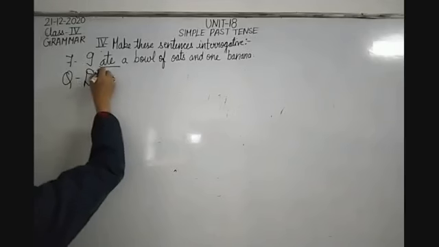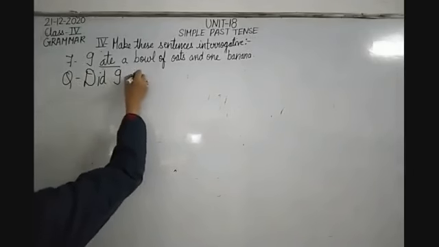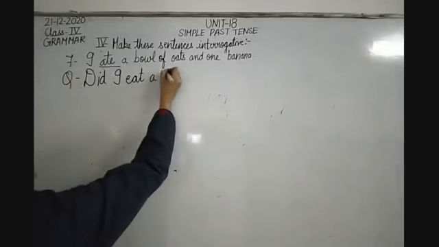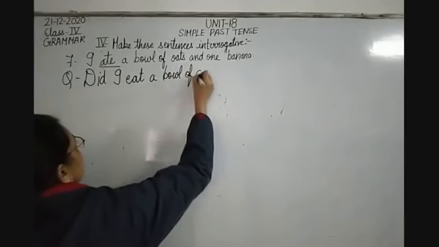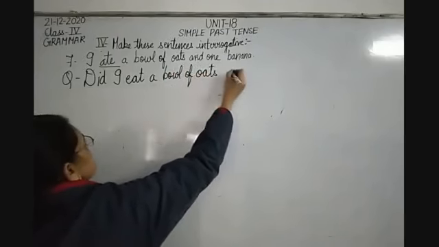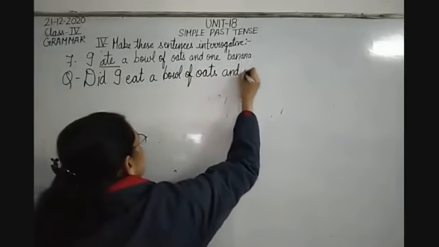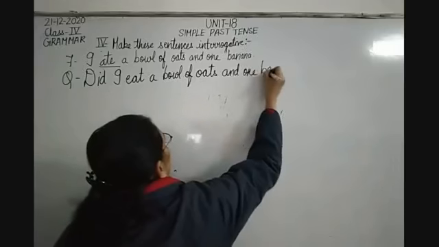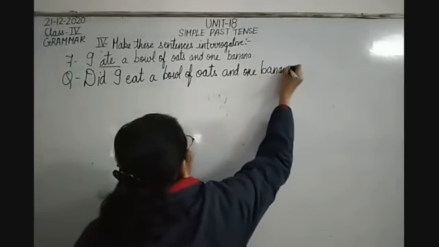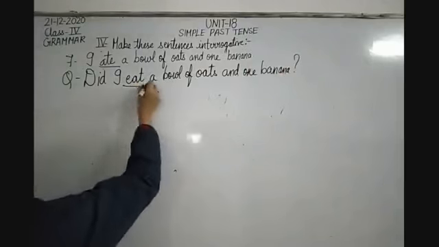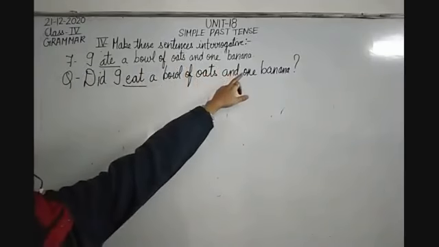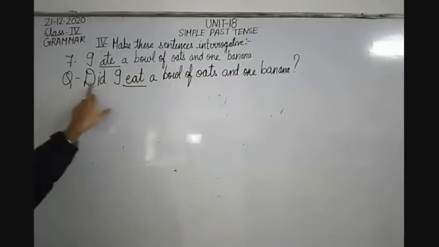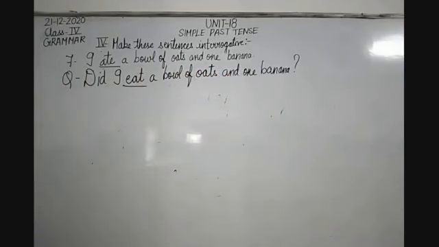Did I eat a bowl of oats and one banana? At the end, question mark, underline the root form of the verb. I ate a bowl of oats and one banana. The question is, did I eat a bowl of oats and one banana?